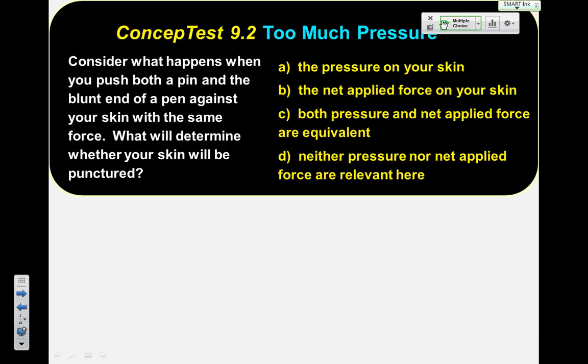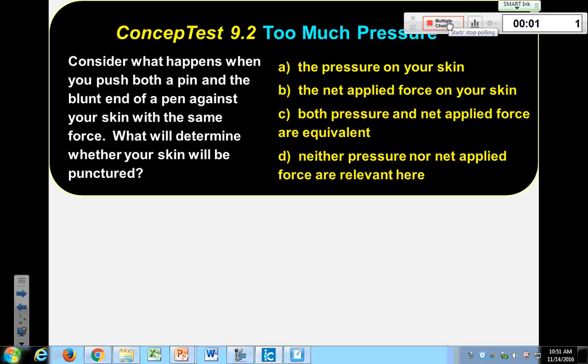Okay, consider what happens when you push a pin and the blunt end of a pin, like a writing pen, against your skin with the same force. What will determine whether your skin will be punctured? So you push a sewing needle or a push pin with the same force as a writing pen.